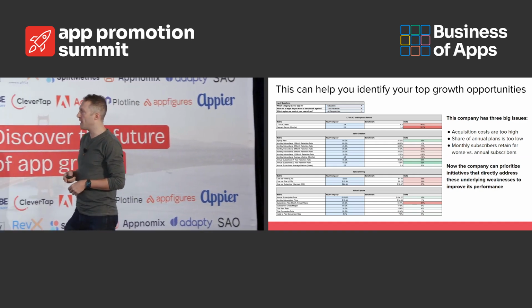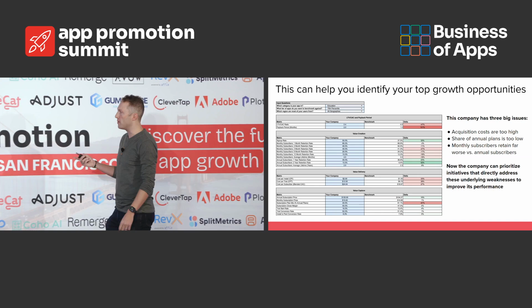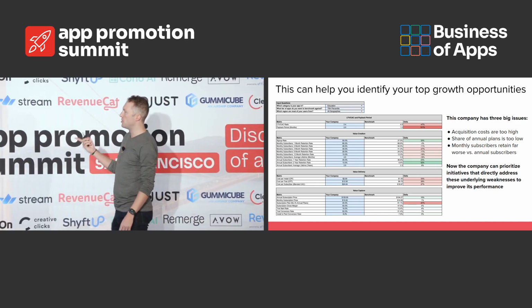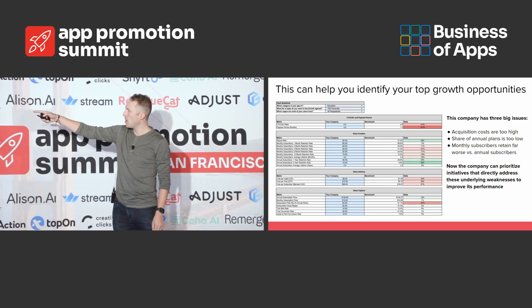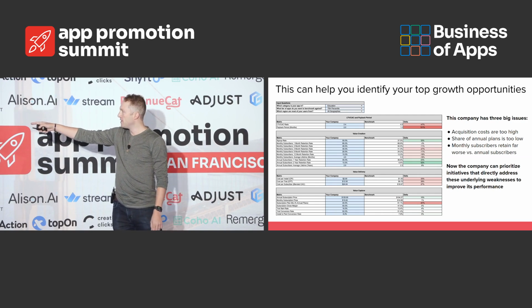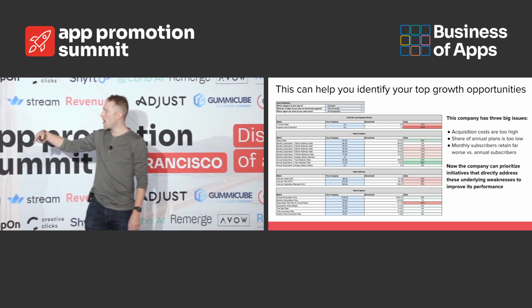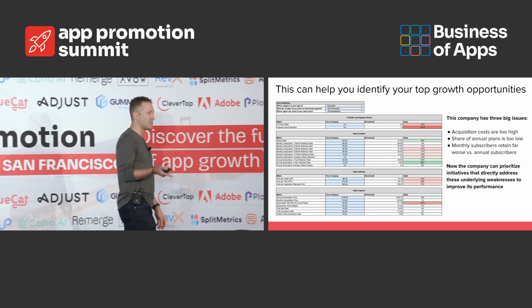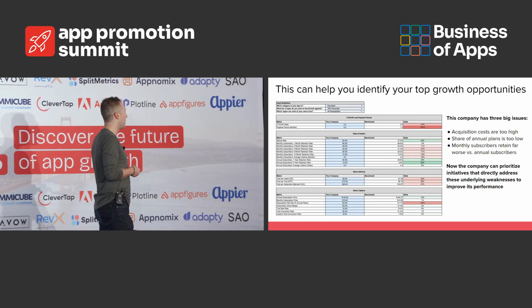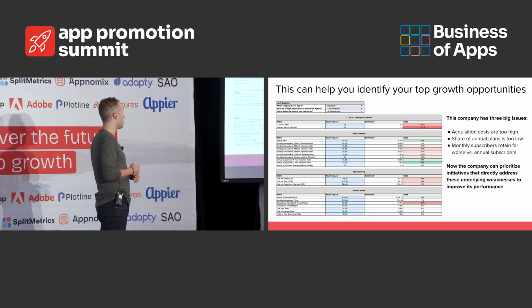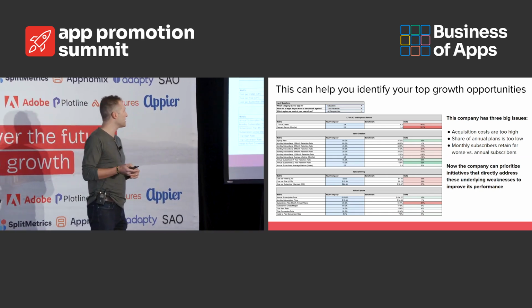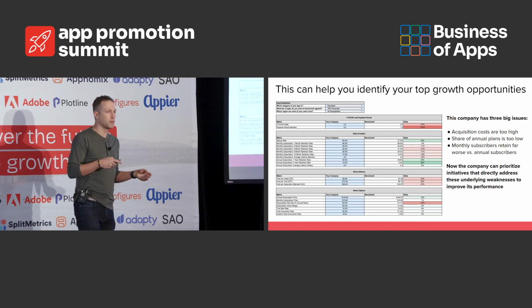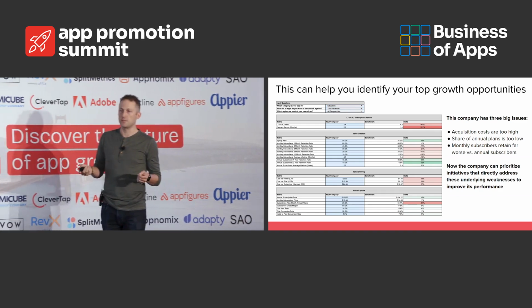And so in this particular case, when you dig under the hood, there are three problems. Number one, acquisition costs are too high. So if you look on the value delivery row towards the bottom middle, they're underperforming on cost per install, cost per trial, and cost per subscriber. Number two, share of annual plans is too low. They're at only 20% annual plans as part of their overall subscription portfolio. The benchmark is over 60%. And then finally, monthly subscribers are retaining at far lower rates than annual subscribers.